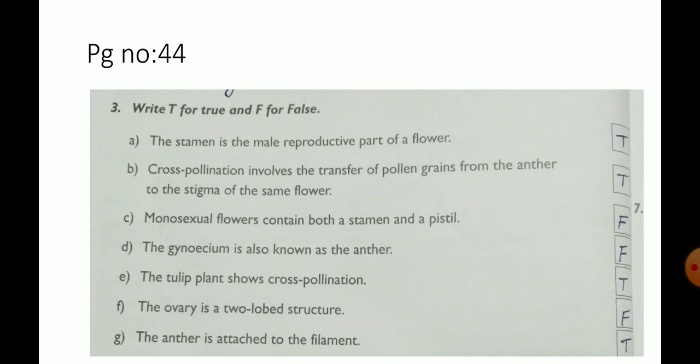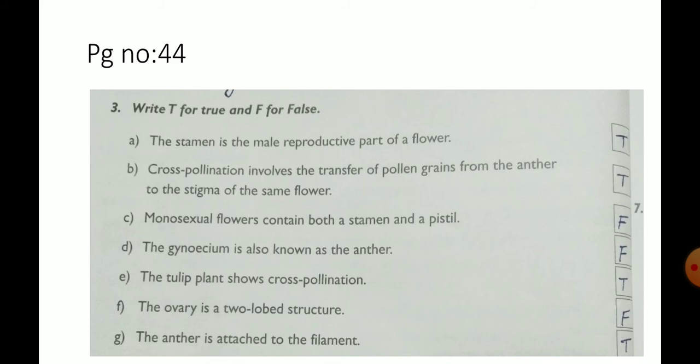Write true or false. The stamen is the male reproductive part of a flower. True. Cross-pollination involves the transfer of pollen grains from the anther to the stigma of the same flower. True. Monosexual flowers contain both a stamen and a pistil. False. The gynoecium is also known as the anther.